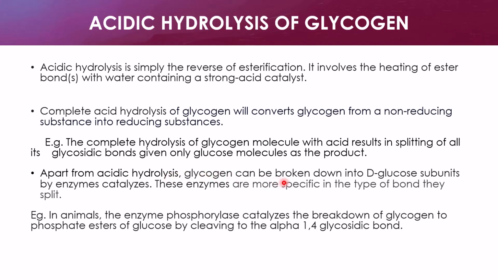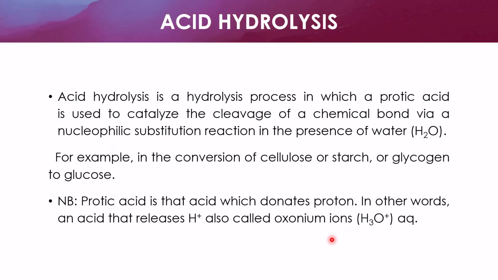Also, apart from acidic hydrolysis, glycogen can be broken down into D-glucose subunits by enzyme catalysis. And these enzymes are more specific in the type of bond they split. For example, in animals, the enzyme phosphorylase catalyzes the breakdown of glycogen to phosphate esters of glucose by cleaving the alpha 1,4 glycosidic bonds.